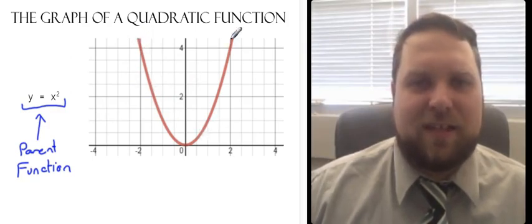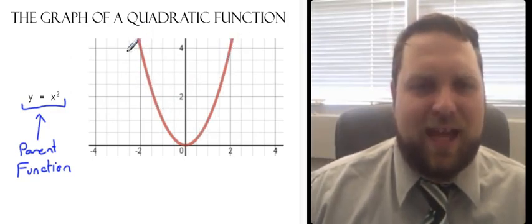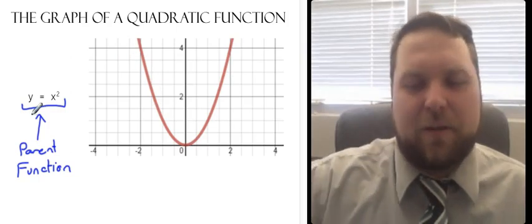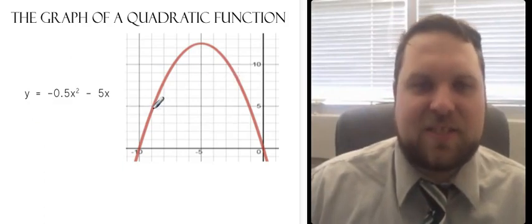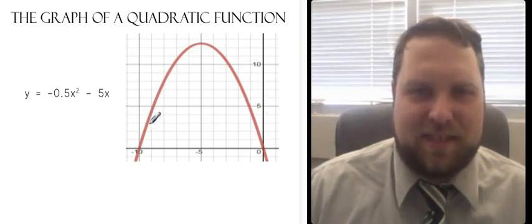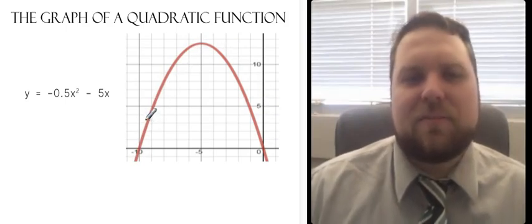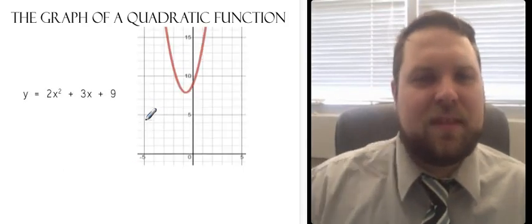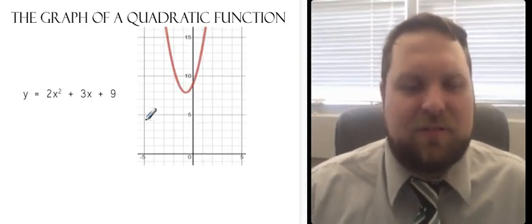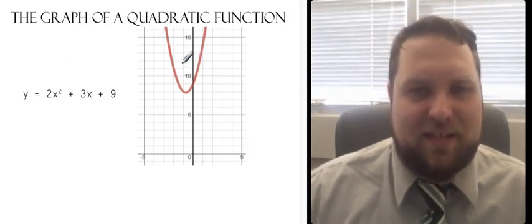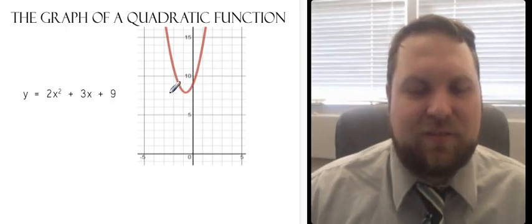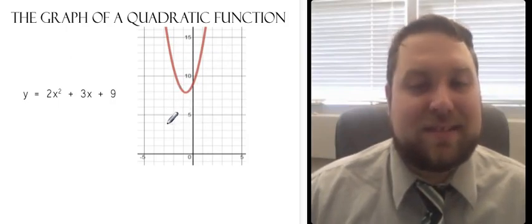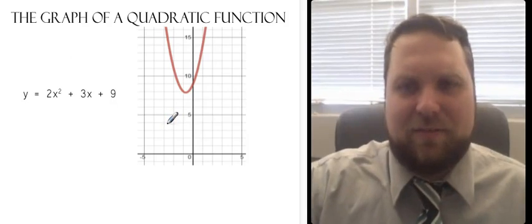This red line right here is the shape made by the graph of y equals x squared. And we can look at y equals negative 0.5 x squared minus 5x. You can see there's a difference in that this is now upside down compared to the other one, but you can still see a similar shape. And we have y equals 2x squared plus 3x plus 9. And you can see now that, again, it's a different graph. The locations are different, and yet there is something that's the same. See if you can identify what that is.